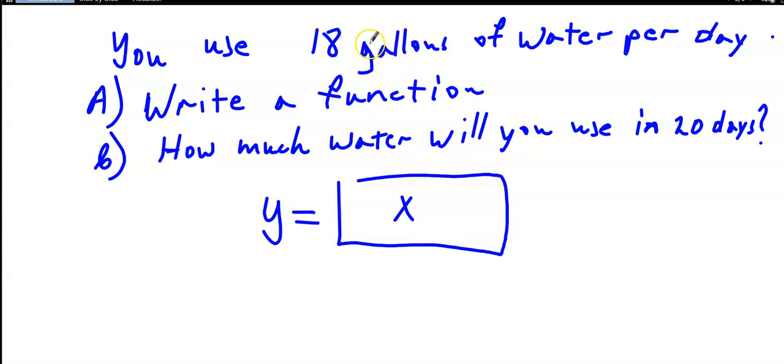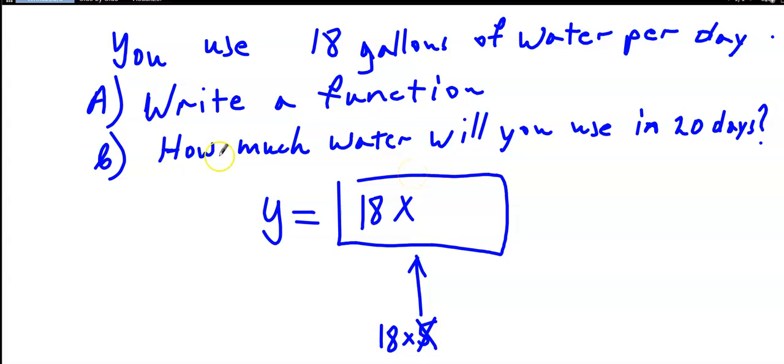If every day you use 18 gallons, for 5 days you would do 18 multiplied by 5. 5 is the x value. Now this x could be any number of days, so we don't have to say the number 5, we can just say the number x. So we're going to write 18 times the number of days, 18 times x. So the function would say y equals 18x.